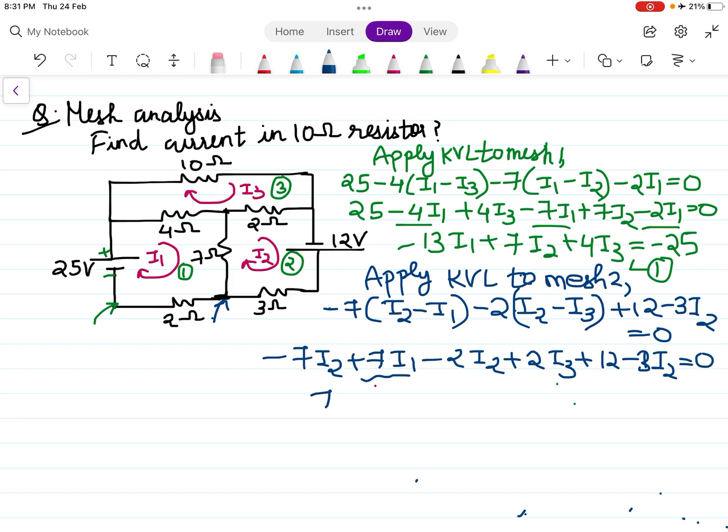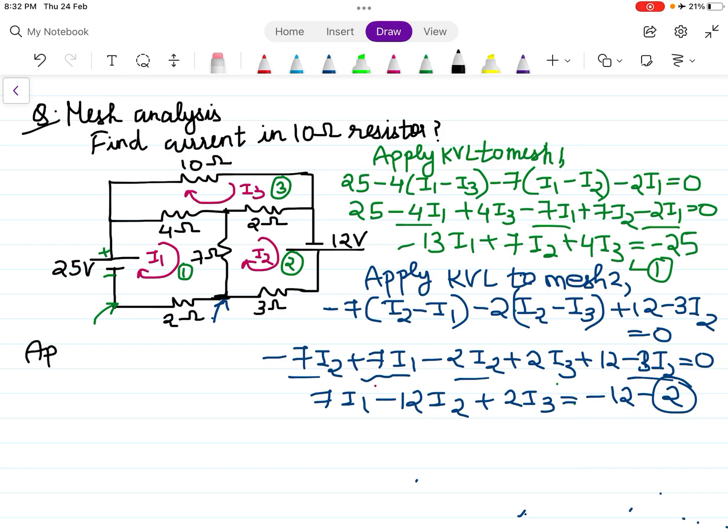So collect the I1 terms: 7 I1. Collect the I2: minus 12 I2 plus 2 I3 equal to minus 12. Equation number 2.